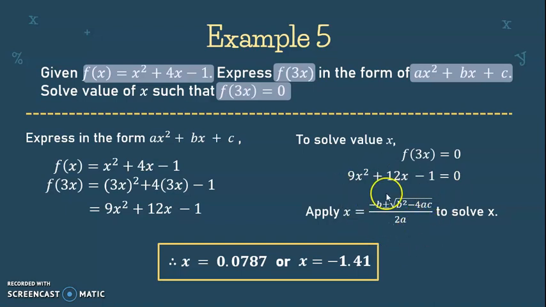Once I apply this formula, I'll get two answers. The first one is x equal to 0.0787 or x is equal to negative 1.41. So these are the two answers for example number 5. Alright, so if you have any questions, you may ask me.